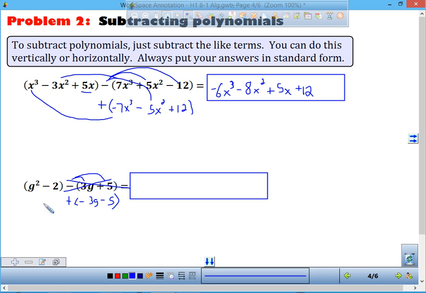So now, like terms, I have g squared, my only squared term. And then I have negative 3g, it's my only g term. And then I have negative 2 and negative 5 to give me negative 7. Okay? So when adding and subtracting, you're just basically adding like terms. Okay? And like terms are terms that have the same variable and same exponent.